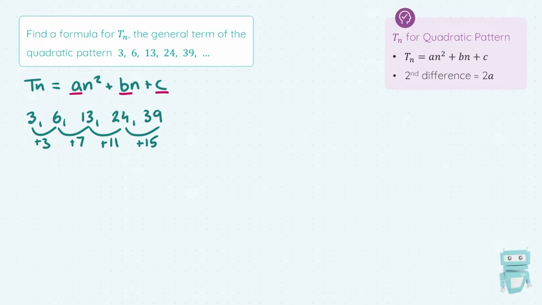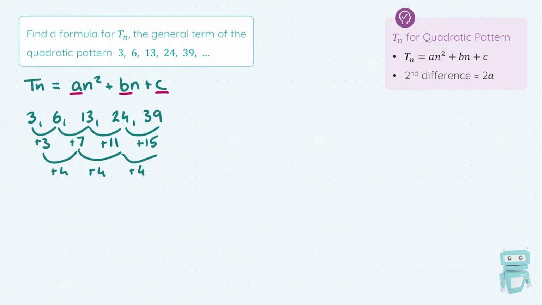That's our first difference. Now we're going to go ahead and get the second difference, so we get the difference of the first differences. How do we go from plus 3 to plus 7? Well, we add 4. Then to go from 7 to 11, we add 4 again. And to go from 11 to 15, we add 4 again. And just to note, our second difference is constant here, and that tells us it's a quadratic pattern.